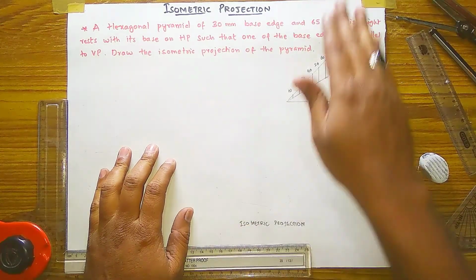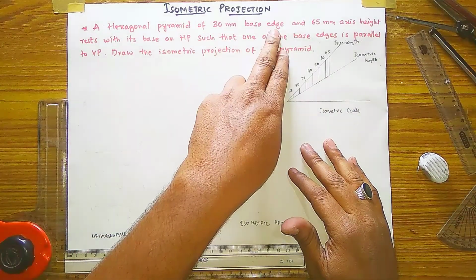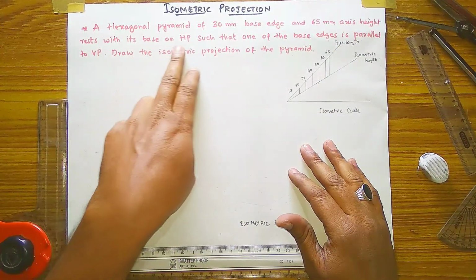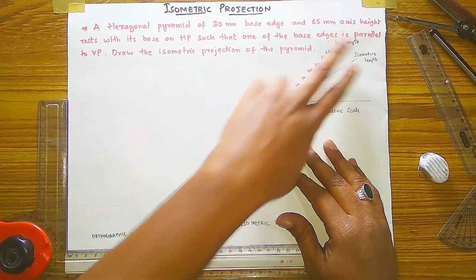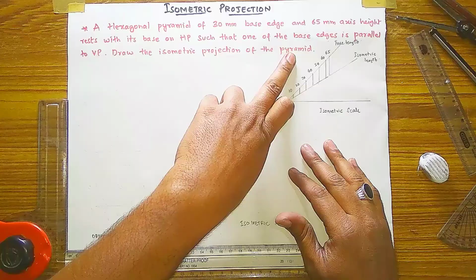And now I am going to start my question. A hexagonal pyramid of 30 mm base edge and 65 mm axis height rests with its base on HP such that one of the base edges is parallel to VP. Draw the isometric projection of the pyramid.